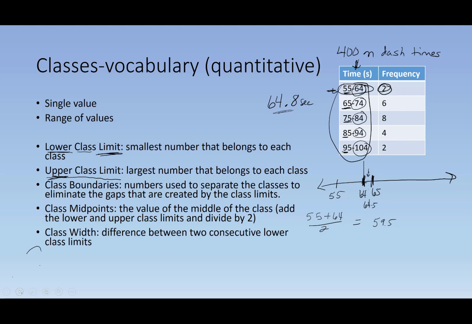Okay, and then the last one that we're going to look at right now is class width. Now here's one that people often will make an error on. It's the difference between two consecutive lower class limits. What people want to do a lot of times is subtract the lower class limit and the upper class limit, and that's not going to give you the correct class width. We need to subtract two lower class limits that are right in a row. So in this case, we could do 65 minus 55, and that would give us a class width of 10. Okay, so when you're doing your class width, make sure that you use two consecutive lower limits to find that value.